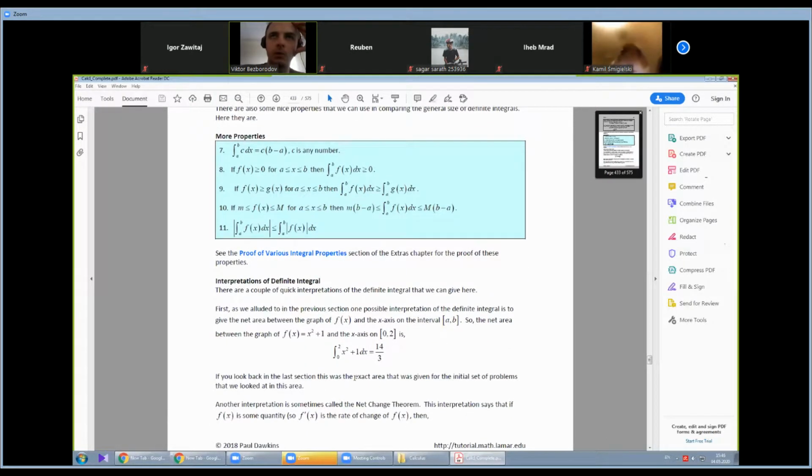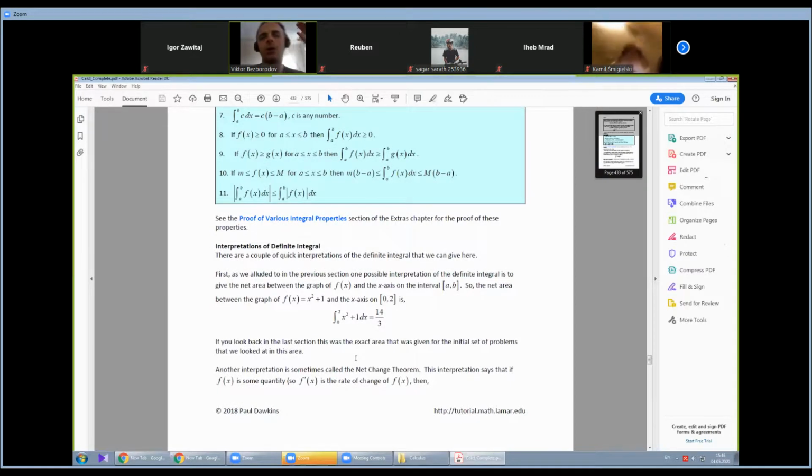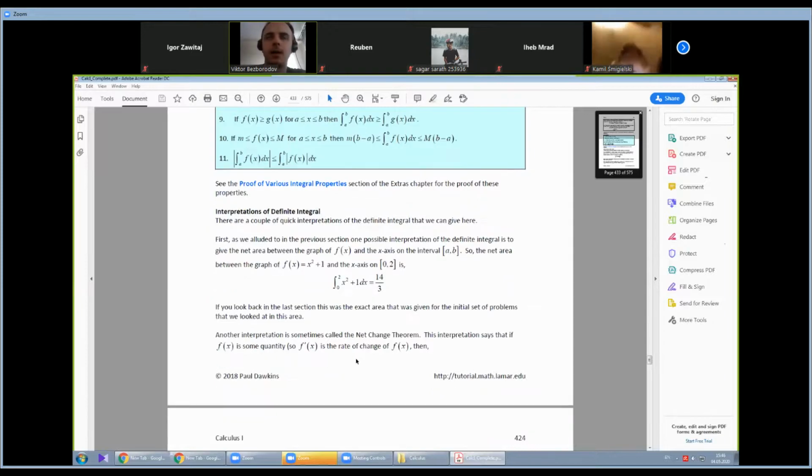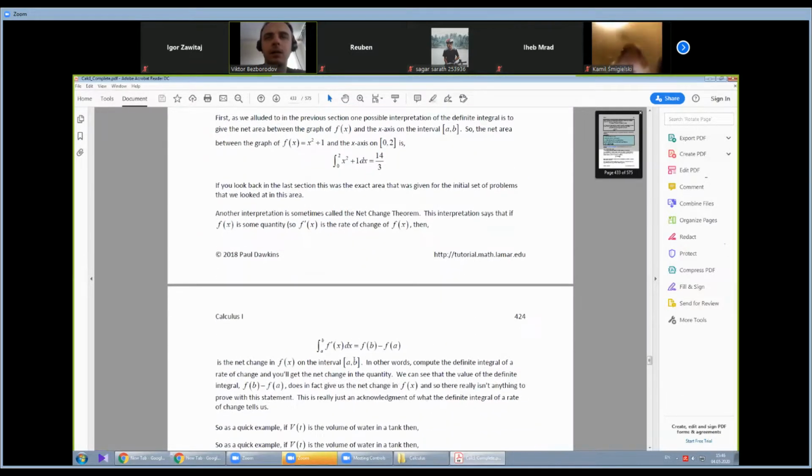Okay, so the main interpretation of the definite integral is the area under the curve, or rather not the areas per se, but you remember the difference between quote-unquote positive areas and negative areas. The negative area is just the area under the x-axis, and positive area is the area above.